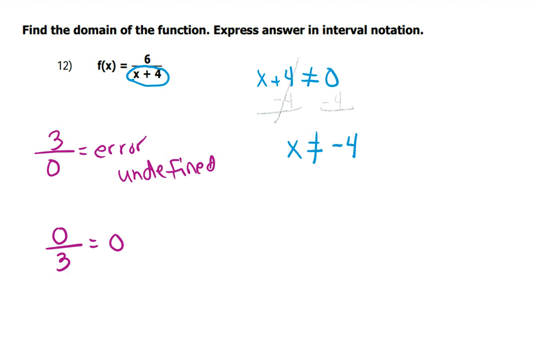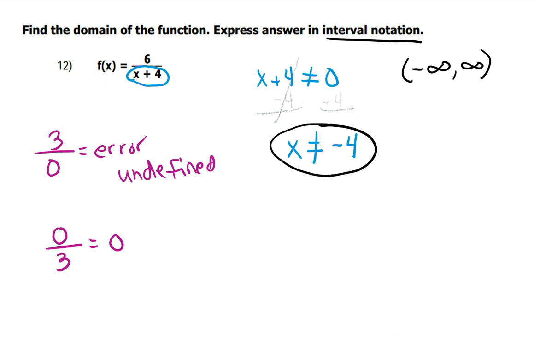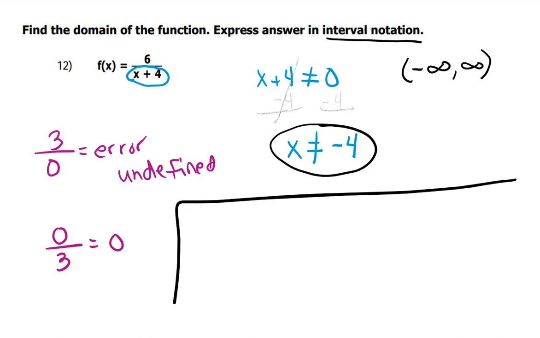Now, if x can be any number, then in interval notation, that would be from negative infinity to positive infinity. That is every number in the world. However, we have to leave out the number negative 4. So our final answer is going to be a couple of intervals. We're going to start with the smallest possible value, which is negative infinity, and we're going to come up to negative 4. But we will not include negative 4, and to not include it, you would use a parenthesis.